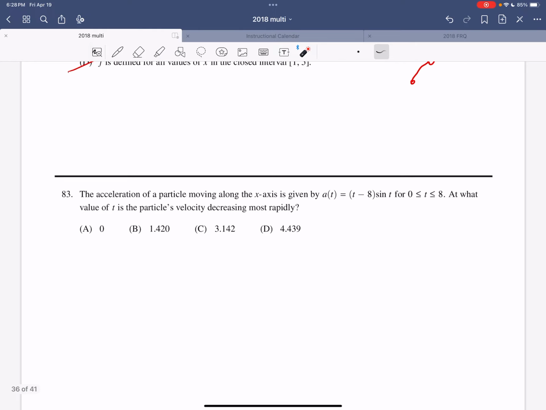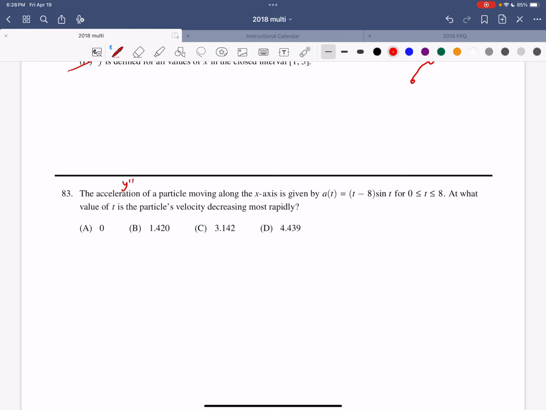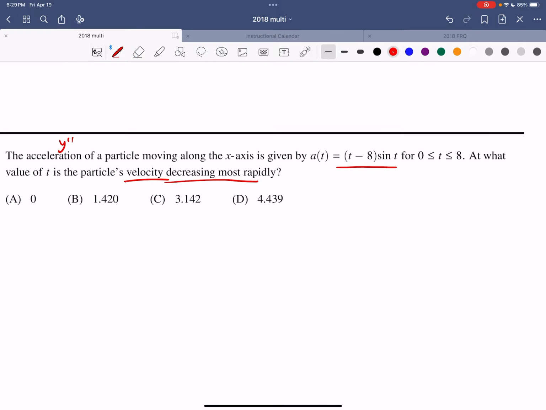Okay, so let's do question number 83. The acceleration of the particle, so that's y double prime, I guess, of the particle moving across the x-axis, is given to us here from 0 to 8. At what value of t is the particle's velocity decreasing the most? So you're looking for velocity, like speed, right? Decreasing the most means it has the lowest point of the acceleration. That's where the particle decelerates the most.